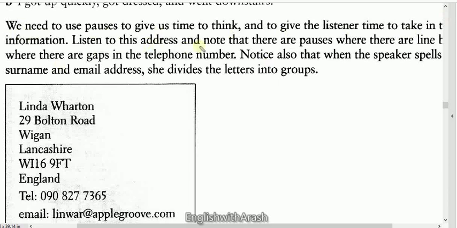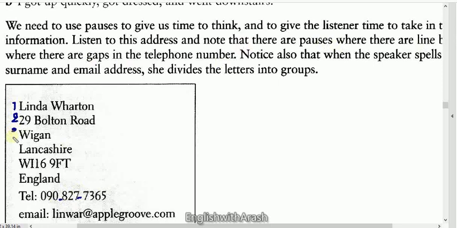Listen to this address and note that there are pauses where there are line breaks, where there are gaps in the telephone numbers. It says, look at this address. Here we have pauses. When we have some gap between the lines, when the line breaks, we have pauses.